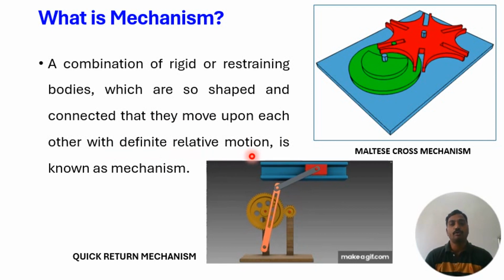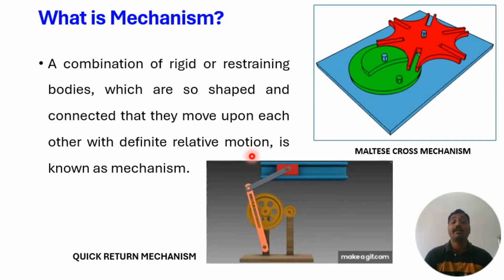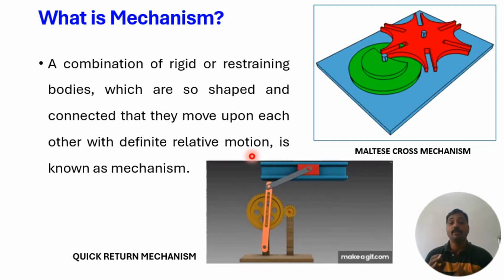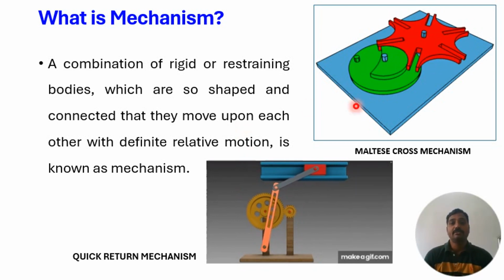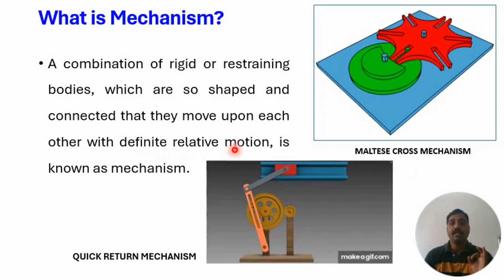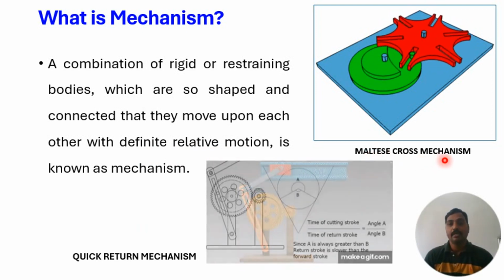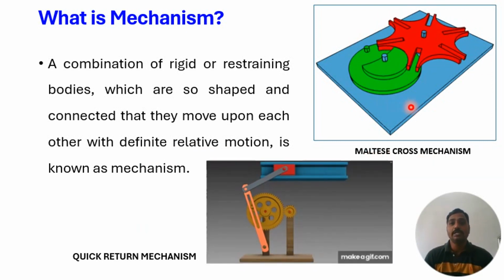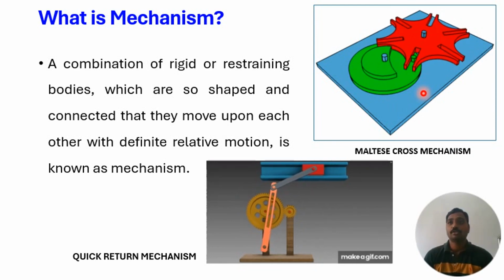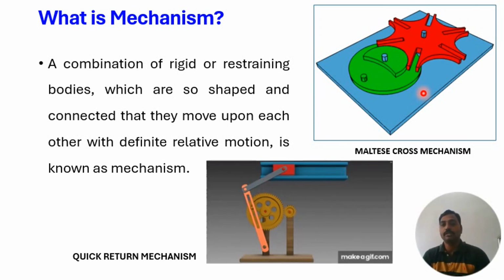That means the relative motion is exactly predicted, or a desired output has to be mentioned. Here I am going to show two mechanisms to illustrate that a definite relative motion has to be generated. The first one is the Maltese cross mechanism. These mechanisms are widely used in mechanical watches, either wall clocks or wrist watches.